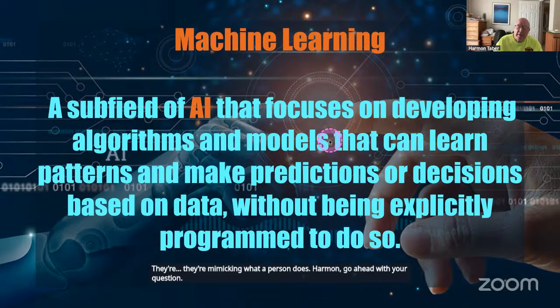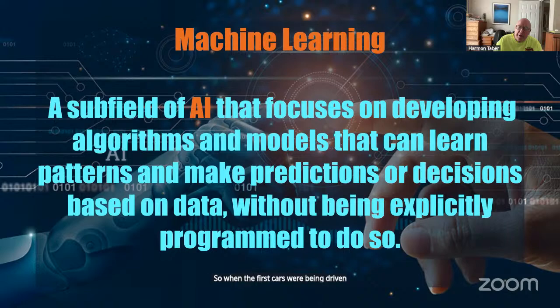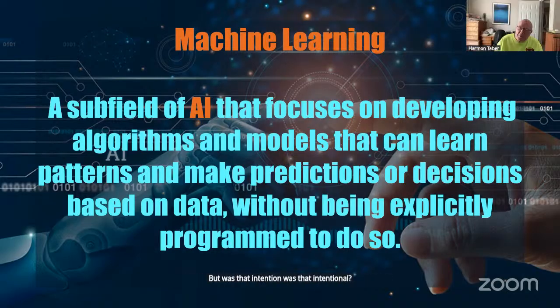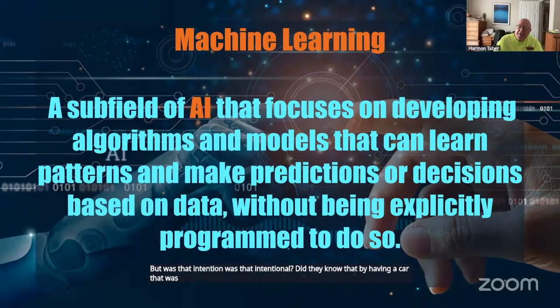So when the first cars were being driven by the control that the code gave them, the results of that driving was set up to feed the machine learning. But was that intentional? Did they know that by having a car that was responding to the code, they would gather enough information that that would allow the machine to learn?